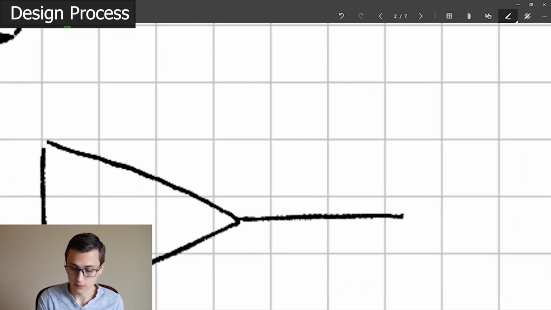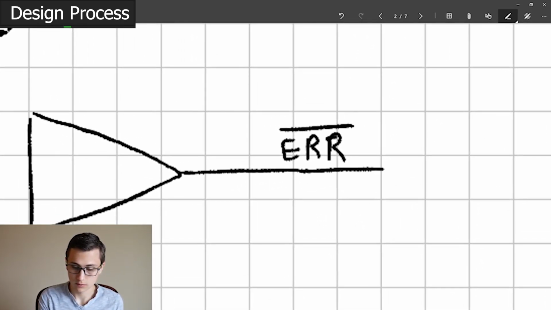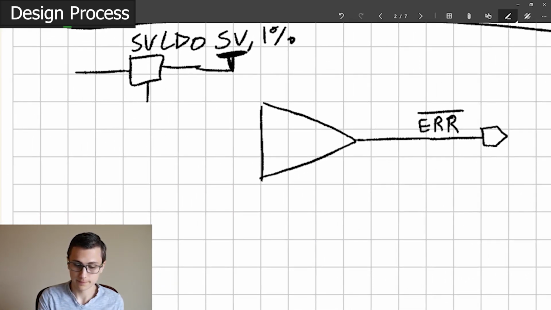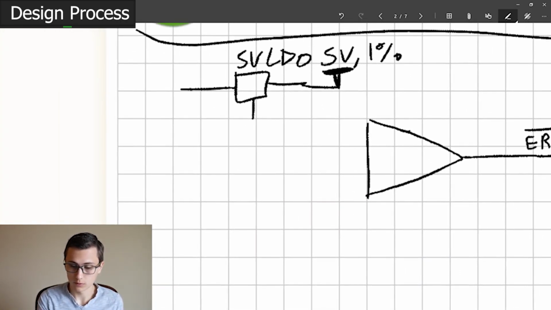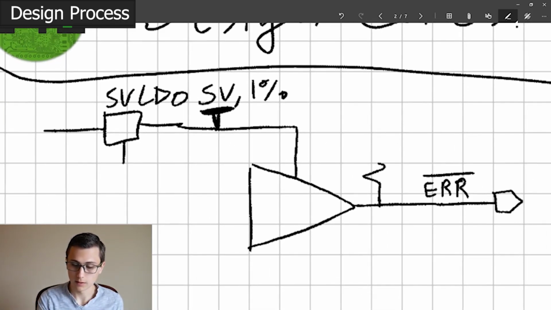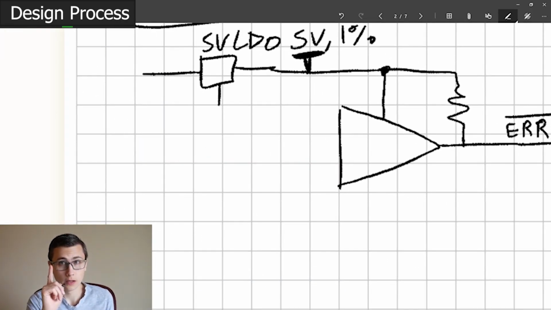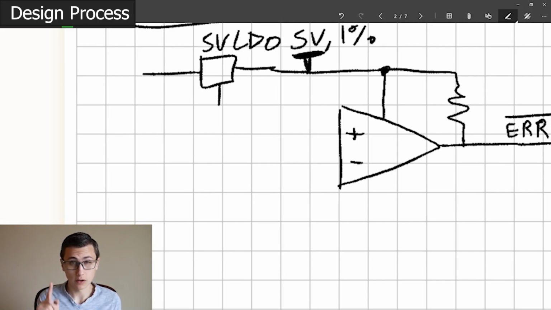We're going to name this node. We're going to call it not error. This is our output. And then we're going to supply 5 volts. We're going to need to add a pull-up resistor. And now we need to think about which terminal of the comparator should be connected to what.